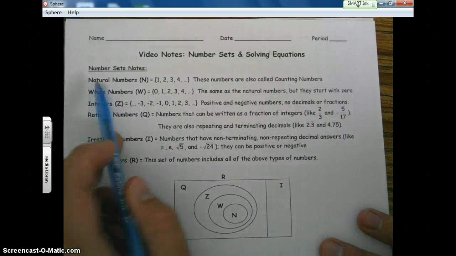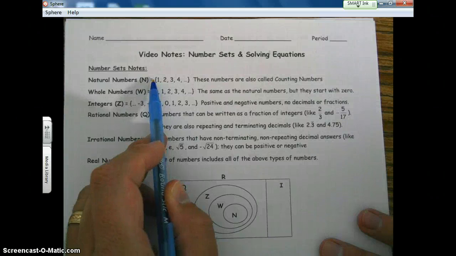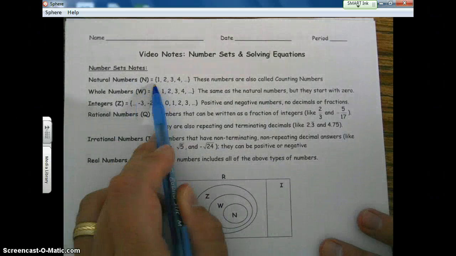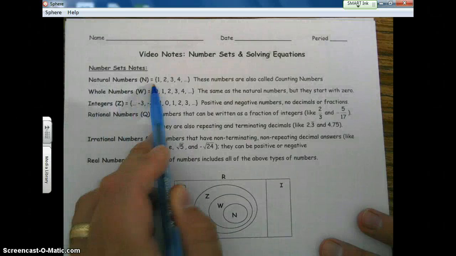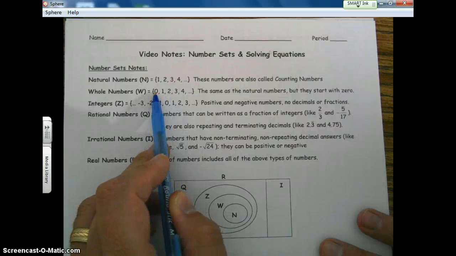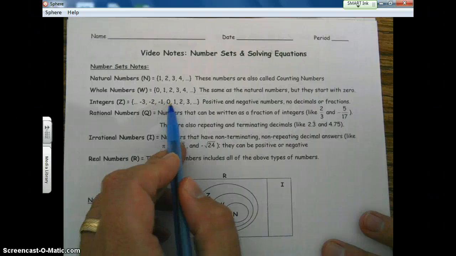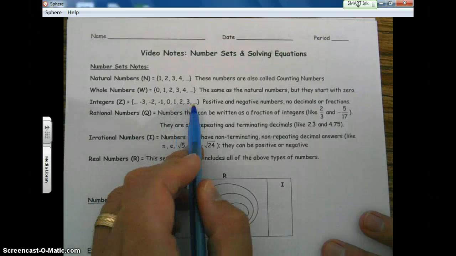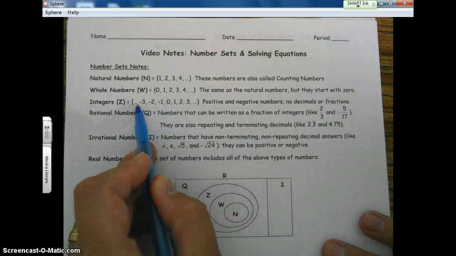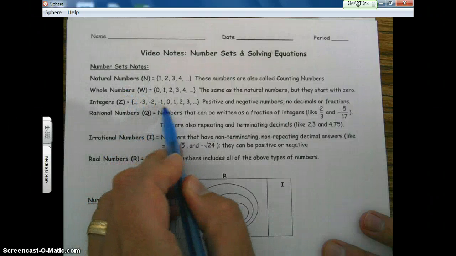Here's what to remember. Natural numbers are your counting numbers, starting with 1. So 1, 2, 3, 4, 5, 6, 7, 8, 9, 10. Okay? So whole numbers, W, are your natural numbers, but also including 0. So not much different. Whole numbers include 0. Integers, look, you got your whole numbers, you got your natural numbers, and you also have your negative numbers. Notice there are no decimals in any of these groups.